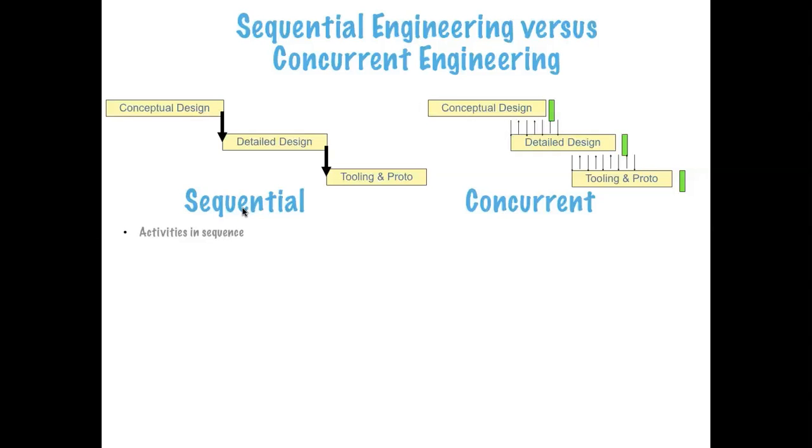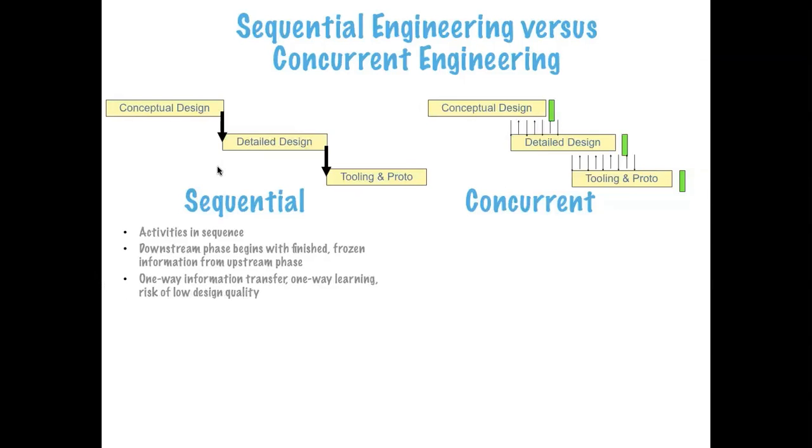Now, sequential. Activities are in sequence, and the downstream phase begins with the finished and frozen specs from the upstream phase. There is really a one-way information transfer, a one-way learning. The detailed design learns from the conceptual design, not the other way around. There is a risk of low design quality, because if the conceptual design is not good, there's no way of feeding that back from detailed design to conceptual design. On the other hand, there is also a low risk of iterations, because there are no iterations. There is a low risk of rework, because this is all you have.